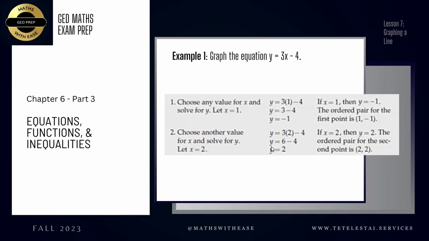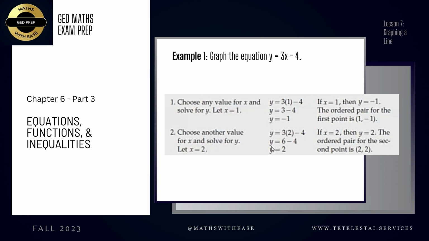So here's our first example. We're being asked to graph the equation y equals 3x minus 4. So the first thing you want to do is just choose any value that you like for x and then solve for y, right? Remember how we discussed in our earlier lessons that, let's say we decided that x was 5. Everywhere in our equation where we see x, we will just substitute 5.